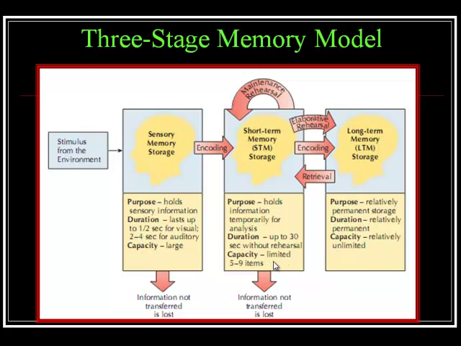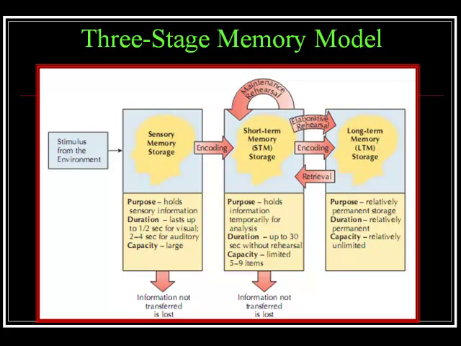And also the capacity is limited. Look at it here. It says it's between 5 and 9 items. So it's about roughly 7 different things that can be held in short-term memory. That's not a lot. So that means that we kind of have to do some processing pretty quickly if we're going to move things out of short-term memory.